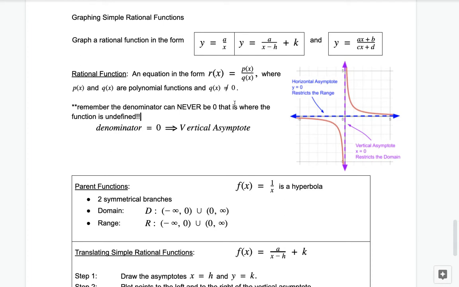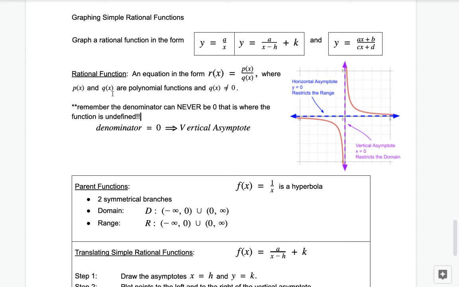We were talking about graphing simple rational functions, and the graph of a rational function in the form of y equals a divided by x, y equals a divided by x minus h plus k, and y equals a times x plus b divided by c times x plus d. If you look at each one of these forms, we notice that the variable is in the denominator, and so that puts some restrictions on our domain.